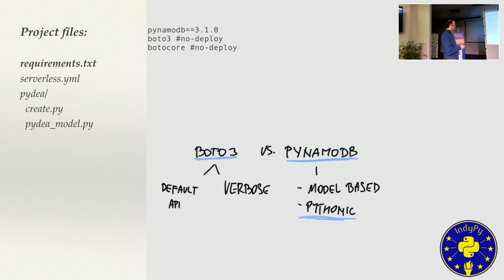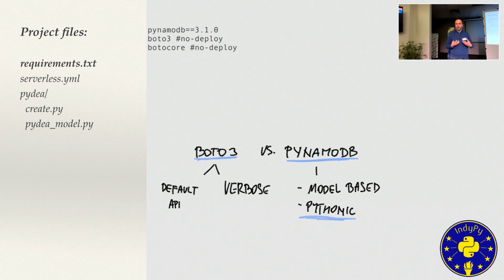So these are my project files. It's going to grow a little bit as we speak, but the first thing you're going to edit is your requirements.txt file, and then you just say, I'm depending on PyNamoDB. This is my version. I don't need to deploy Boto3 or Botocore because they're already available. But I believe under the hood, PyNamoDB is going to use those to access your Dynamo database. The choice, Boto3 versus Pynamo.